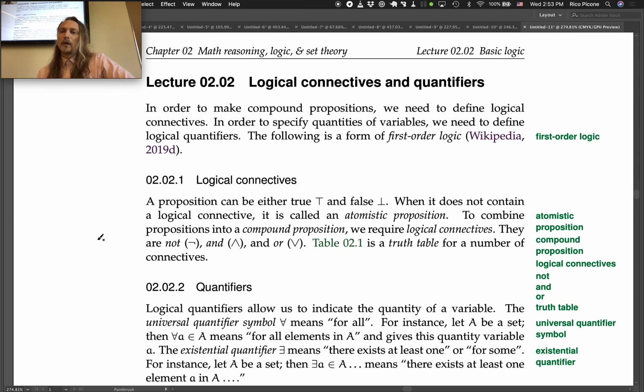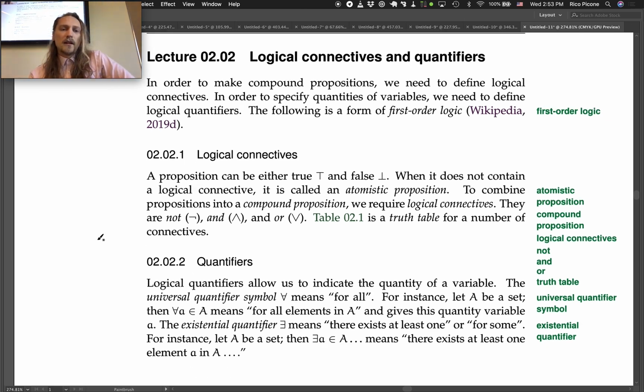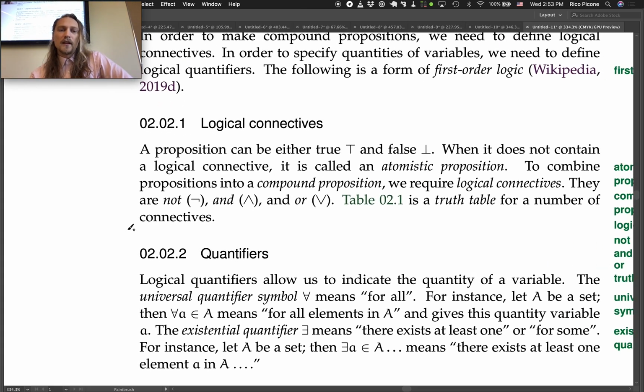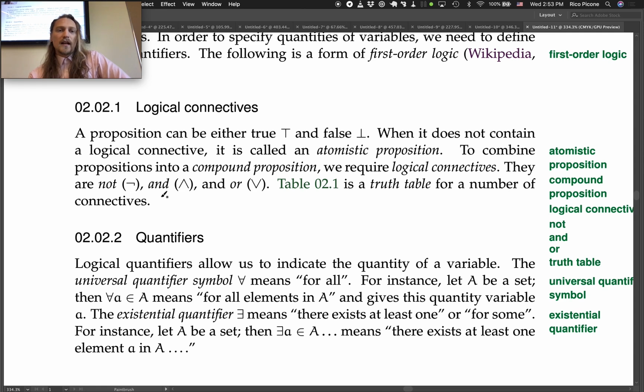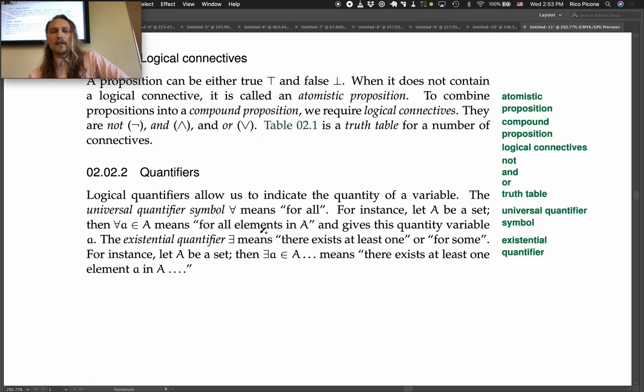To combine propositions into a compound proposition, we require logical connectives. They are not, which has that symbol as its notation, and, which has that symbol, and or, which has that symbol. Table 2.1 is a truth table for a number of connectives.